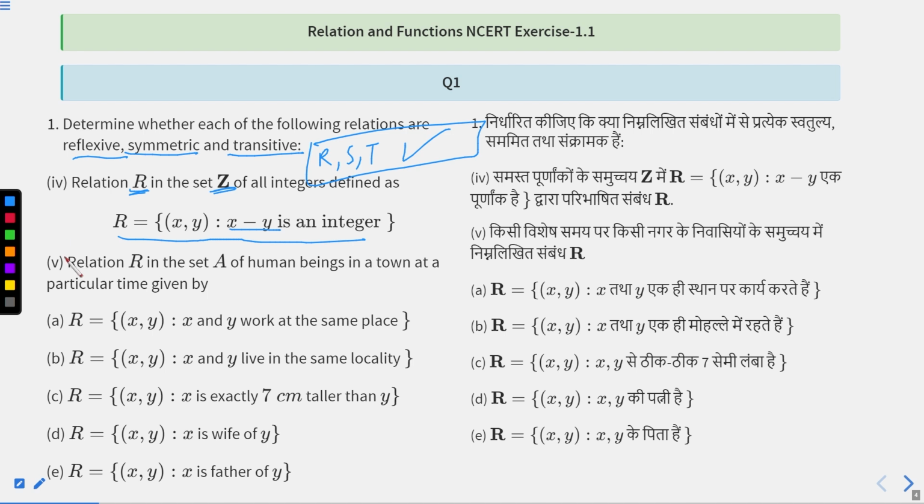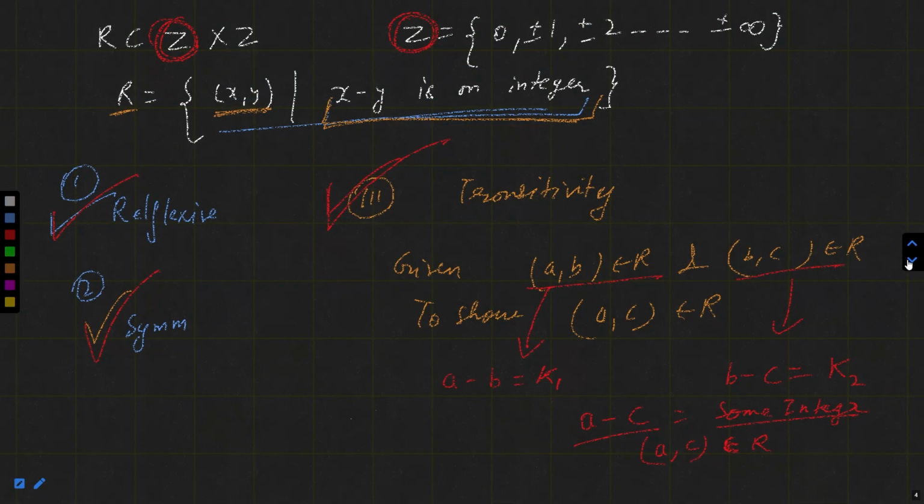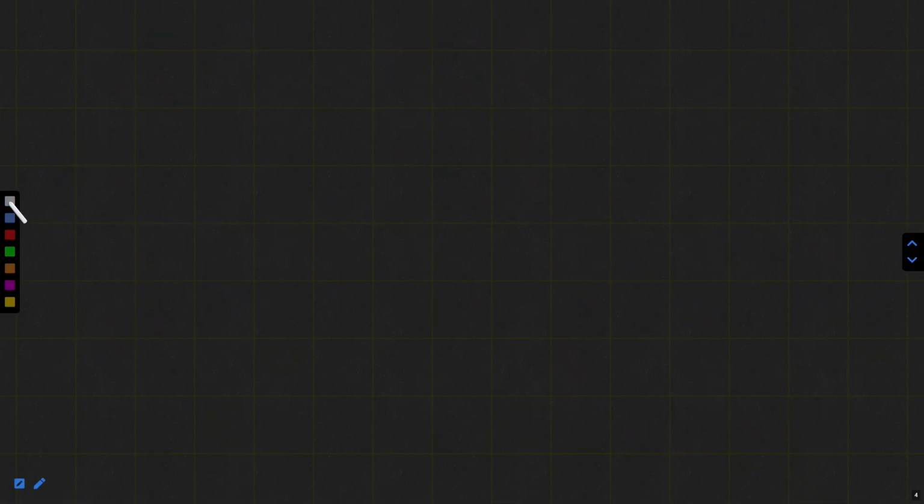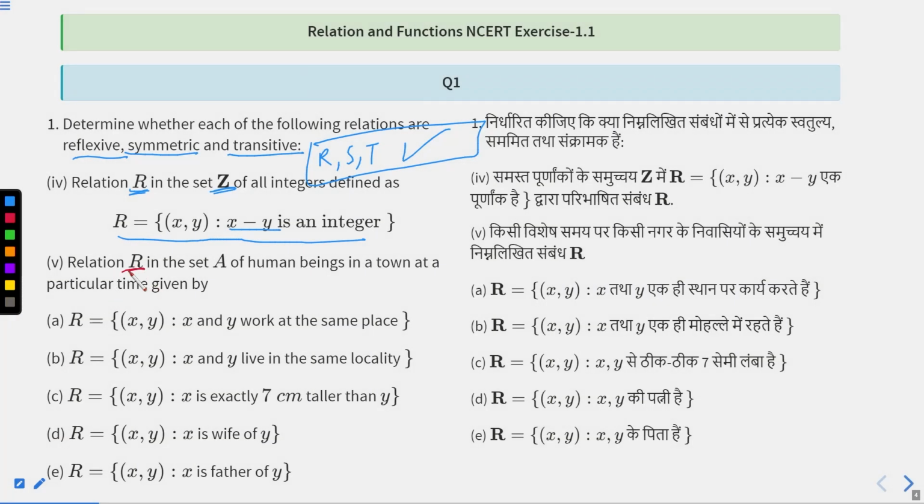Now let's talk about the fifth part, and the fifth part contains further sub parts. Quite an interesting problem is the fifth part. The relation is defined in the set A. The set A is of human beings in a town at a particular time.